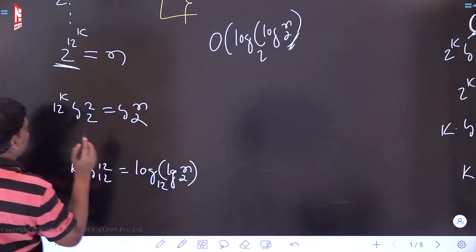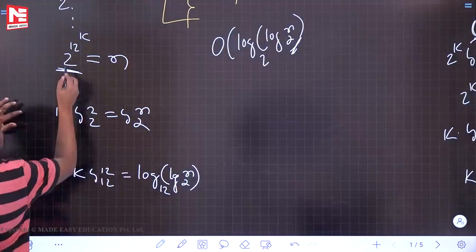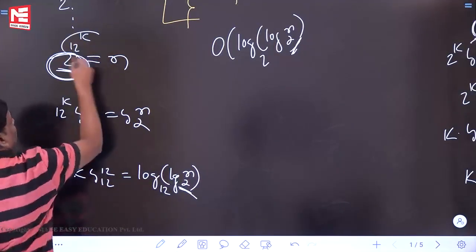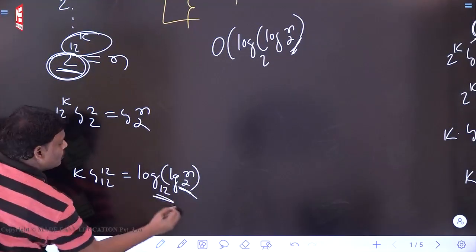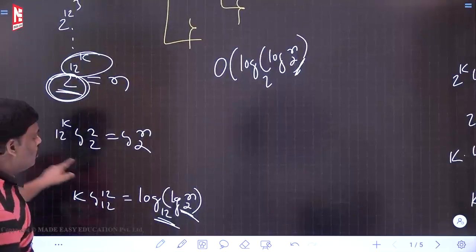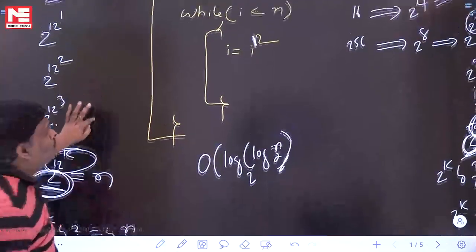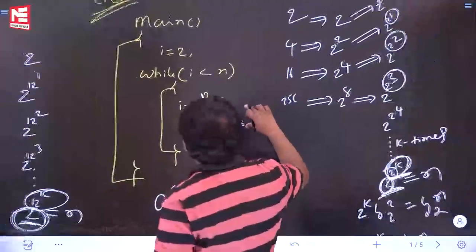Base 12. So, let me see this one. Because it is there down, the first base is the inner base. Right, in the power it is there, the second base is going to be here. The answer of this problem is going to be log log n, inner base 2, outer base 12. Right, that's the answer.